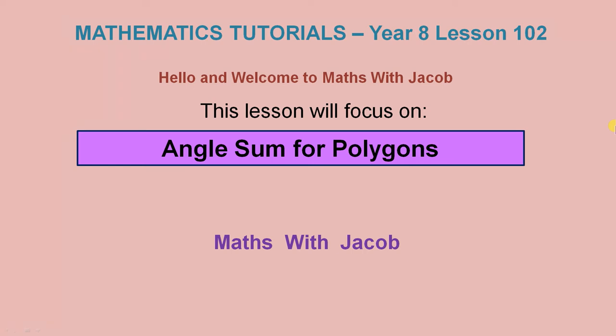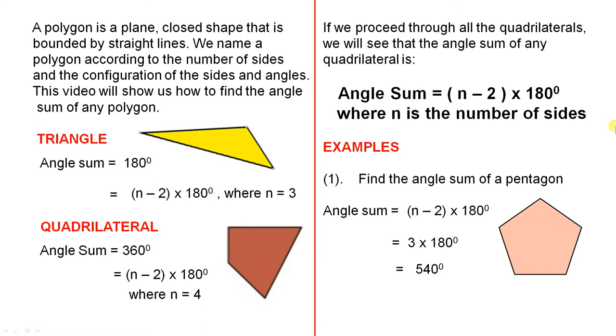This lesson will focus on angle sum for polygons. A polygon is a plane closed shape that is bounded by straight lines. We name a polygon according to the number of sides and the configuration of the sides and angles. This video will show how to find the angle sum of any polygon.